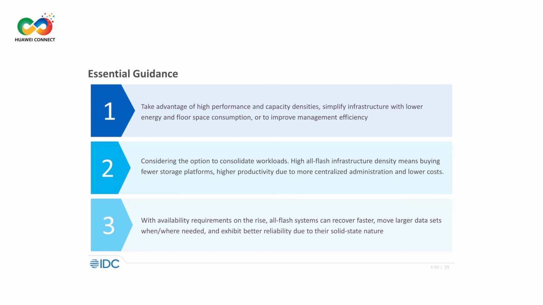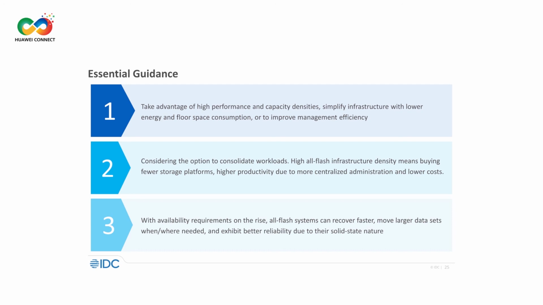And so I'd like to conclude with some essential guidance for folks on the other side listening in. The first one is to take advantage of high performance and capacity densities to simplify the infrastructure with lower energy and floor space consumption, and to improve management efficiency. This is key because this gives you that business resiliency. Workload consolidation is something that people should consider again. All flash infrastructure, and especially high performance all flash infrastructure, can result in fewer storage platforms. It can drive higher productivity, and then it ultimately leads to lower cost of procurement and management.